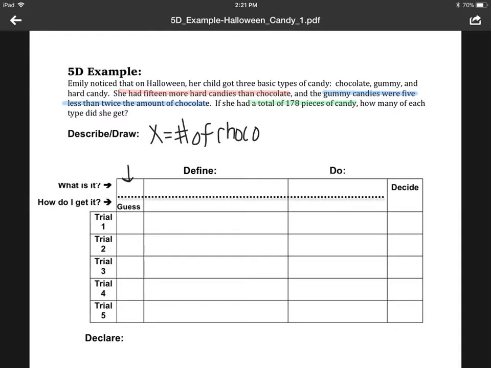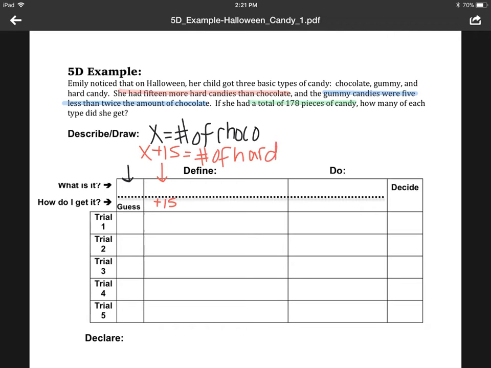Then normally we would make a new column over here and define the next one. So in red, I was talking about the hard candies. And so we know that's 15 more hard candies. Normally in this column, we would add 15 to whatever we guessed. But we know my guess was x, which means that hard candies is x plus 15, and that's my number of hard candies.